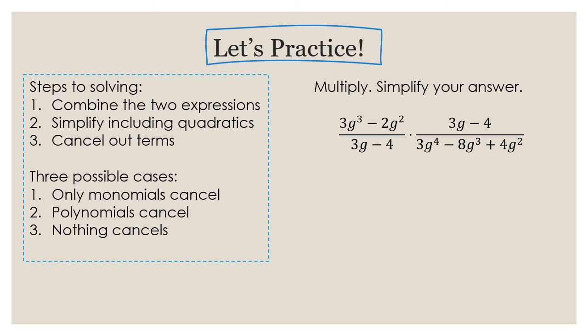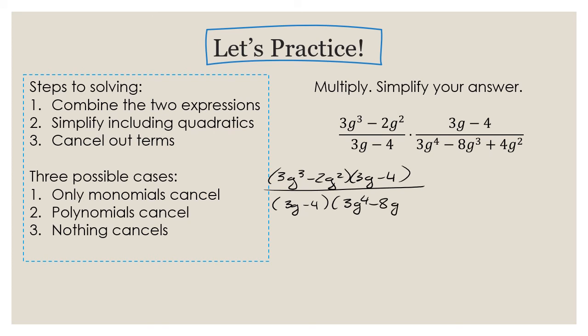All right, let's try this one. We got a lot of things to simplify here, but we can do it. Here we go. 3g cubed minus 2g squared times 3g minus 4, all that over 3g minus 4 times 3g to the 4th minus 8g cubed plus 4g squared.